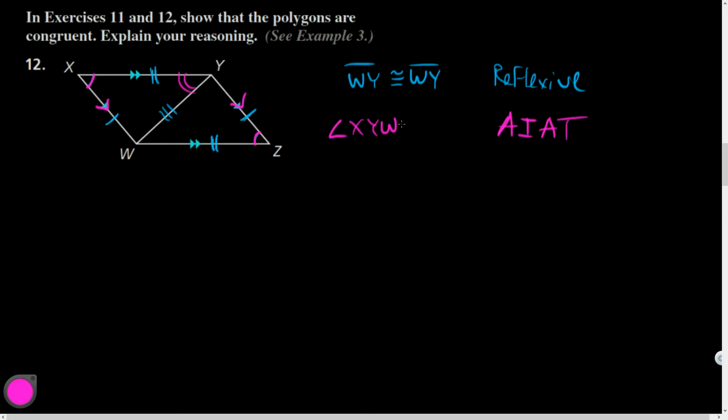All right, catch this, friends. Angles X, Y, W and Z, W, Y are congruent by alternate interior angles theorem, right? Do you guys all see that? Alternate interior angles, this line, and whoosh, cut by a transversal. Are you seeing it, friends? And angle X, W, Y is congruent.